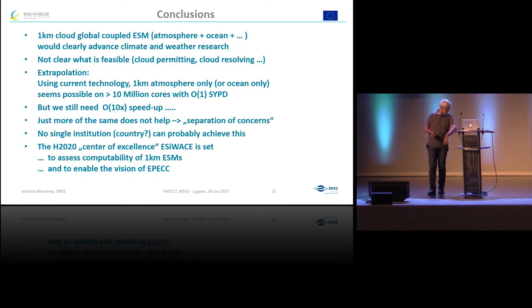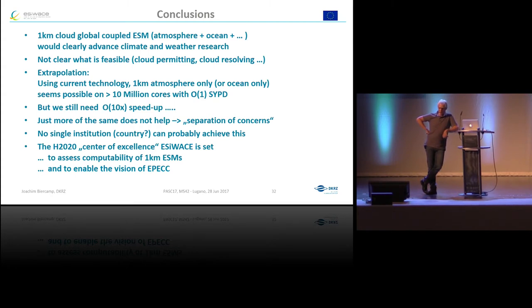Okay, so coming to the conclusion, I think, or we think, that 1 kilometer global coupled Earth system models, with the atmosphere, ocean, ice and several other components, would really advance climate and weather research by somehow resolving the problems we are having with not knowing how clouds will form and where it will rain. It's not 100% clear yet if this is feasible. I mean, atmosphere only, ocean only, okay, but really 1 kilometer coupled modeling with a decent throughput remains to be seen. We're working on it.